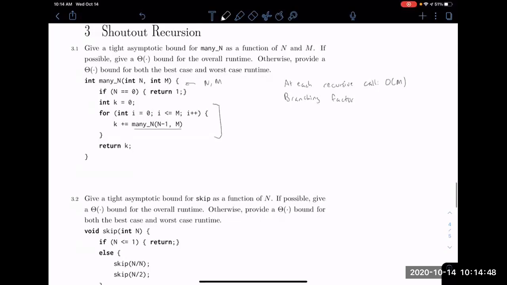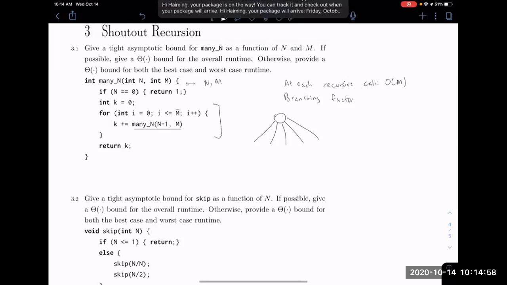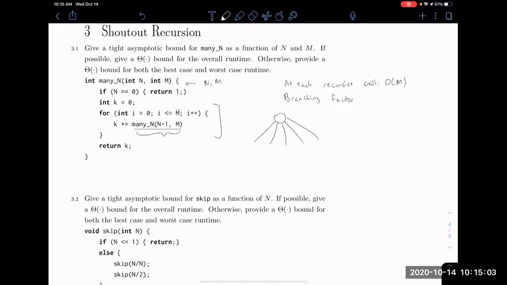So the branching factor here is pretty much asking you, from one recursive call, how many recursive calls do you make, right? We can see that we have this for loop, and we have m recursive calls because we call many n m times inside this for loop. So we have m+1 technically, but it should be fine to say it's m recursive calls. So the branching factor is m.